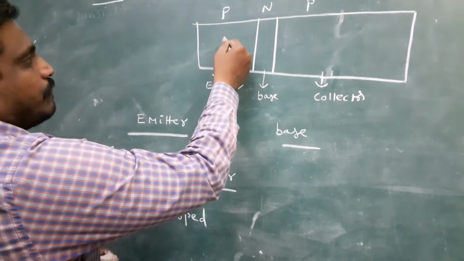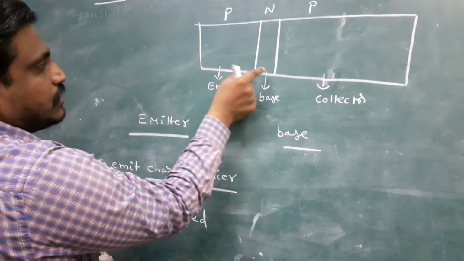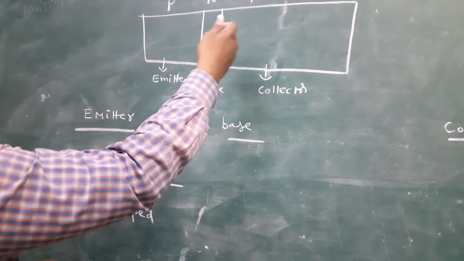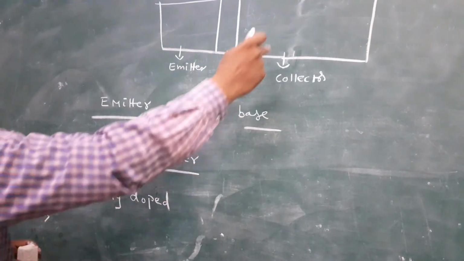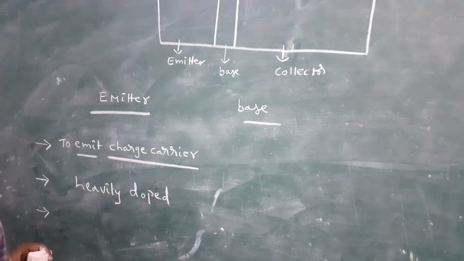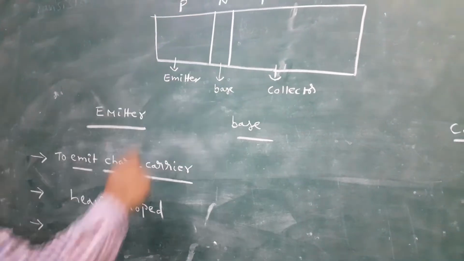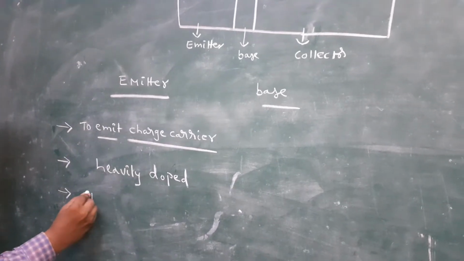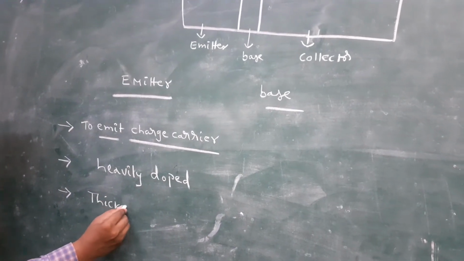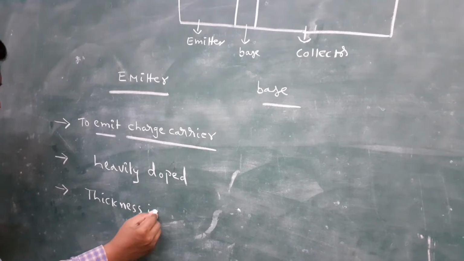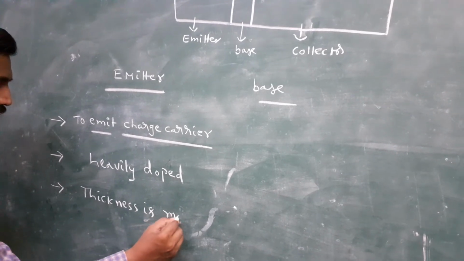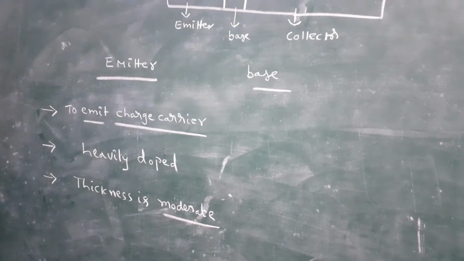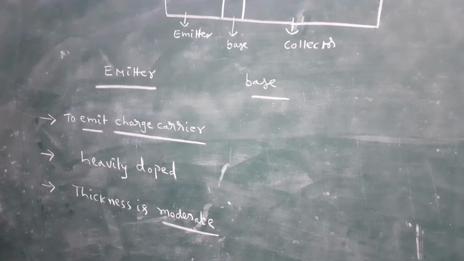According to the diagram, this is the thickness of the emitter, this is the thickness of the base, and this is the thickness of the collector. In these thicknesses, which thickness is more? Collector thickness is more. Which thickness is less? Base thickness is less. Which thickness is moderate? Emitter thickness is moderate, compared to base and collector. Compared to base, its thickness is more. Compared to collector, its thickness is less.